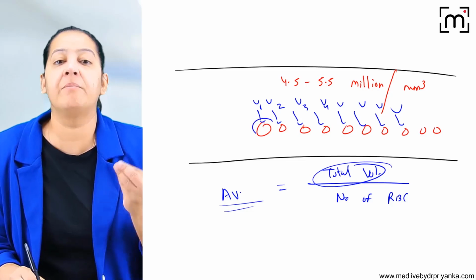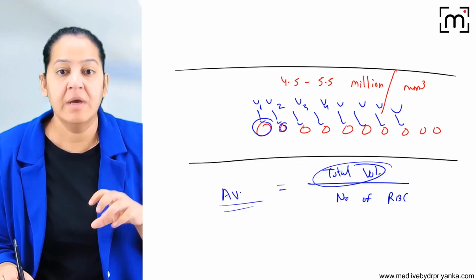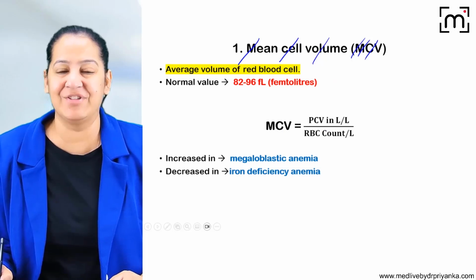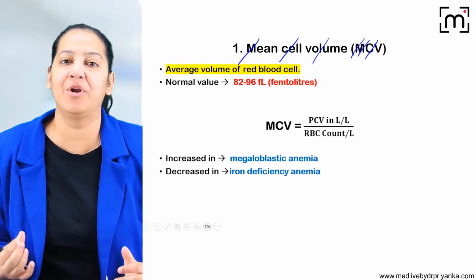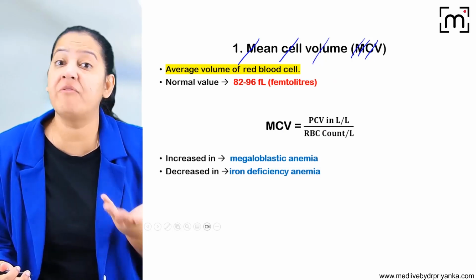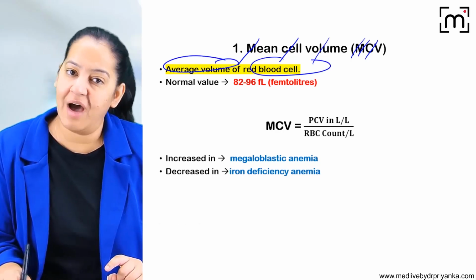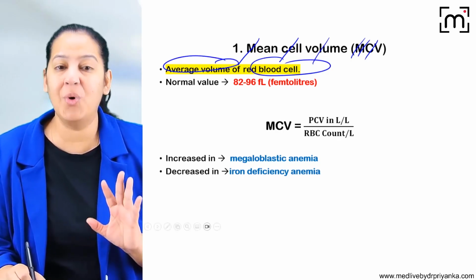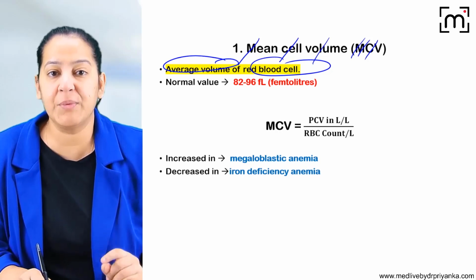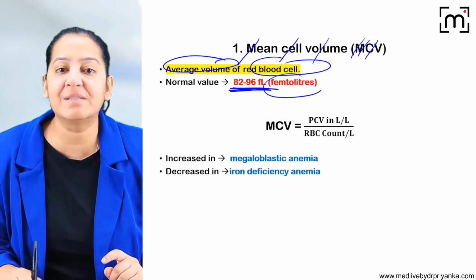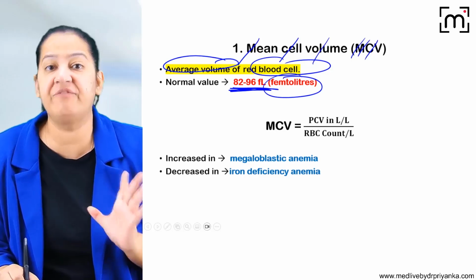Some RBCs have more volume, some have less volume, some have normal volume, so we are taking the average of all. Basically it's the average volume of RBCs in human blood. The normal values fall between 82 to 96 femtoliters. The unit of measuring is femtoliter because it's a volume.